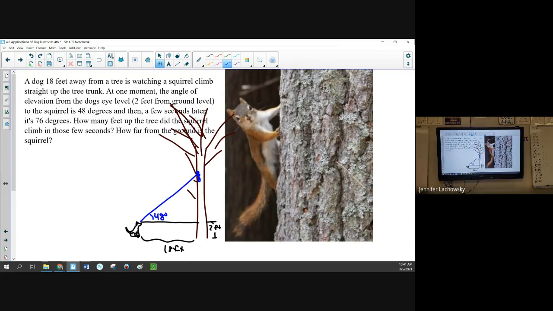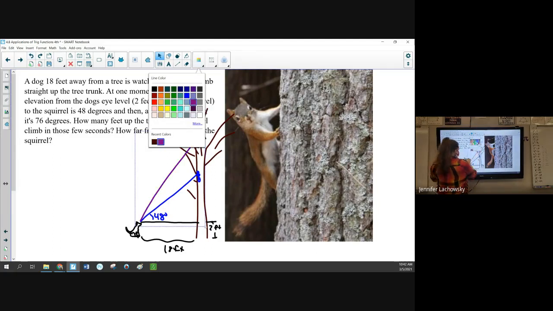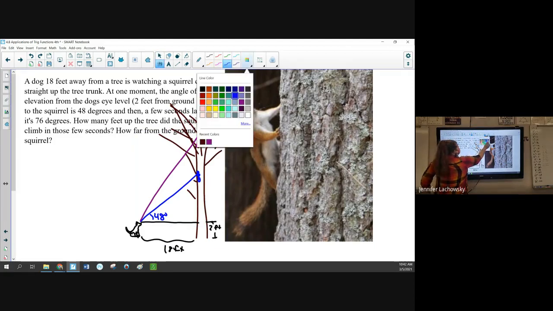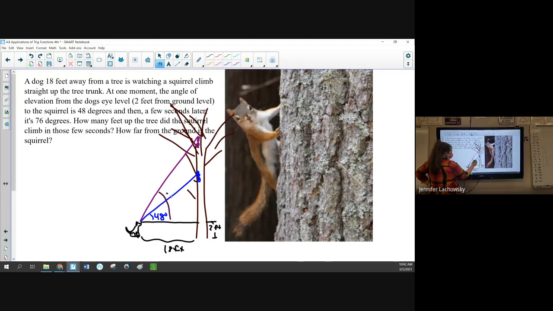Cool. And then a few seconds later, it's 76 degrees. And we're going to assume the squirrel is the same distance away. Cool. So now this angle, let me do a different color for that one. Okay. So at that moment, this is 76 degrees.